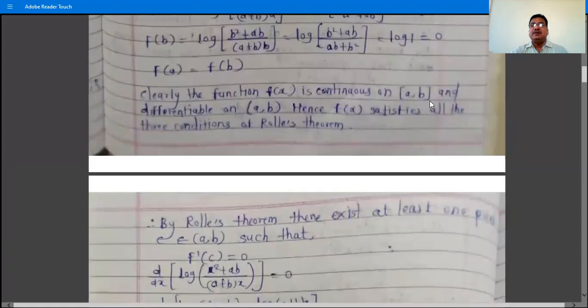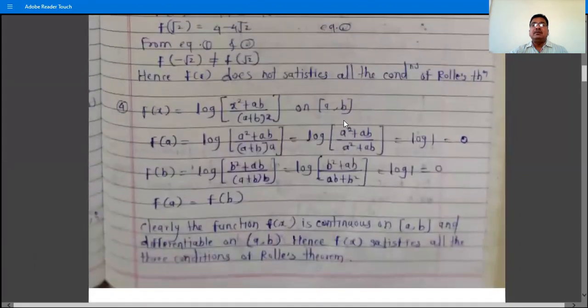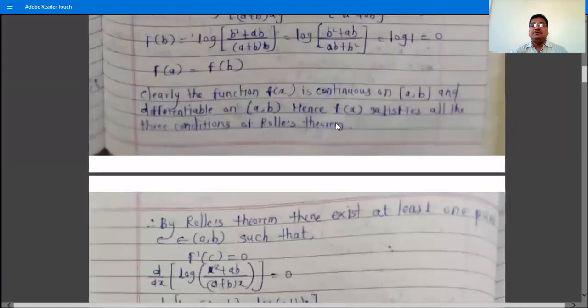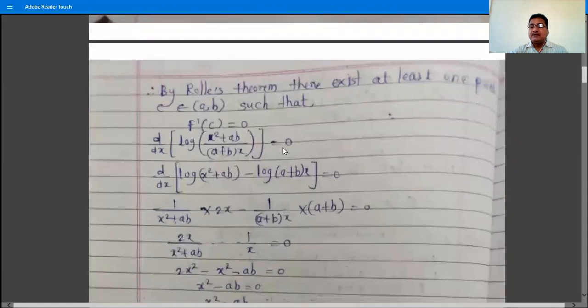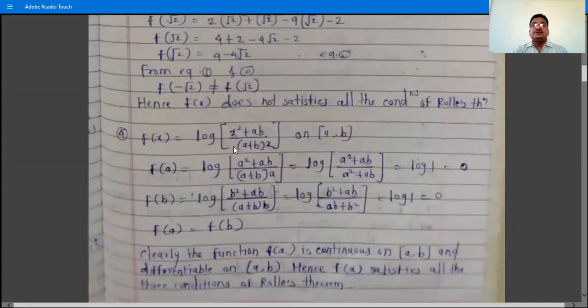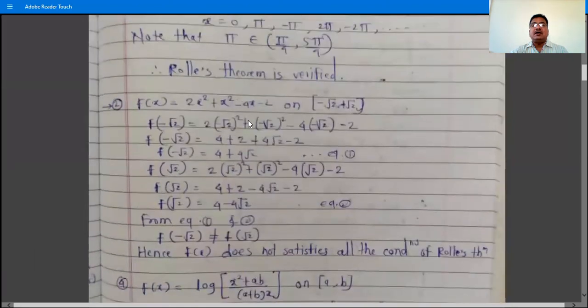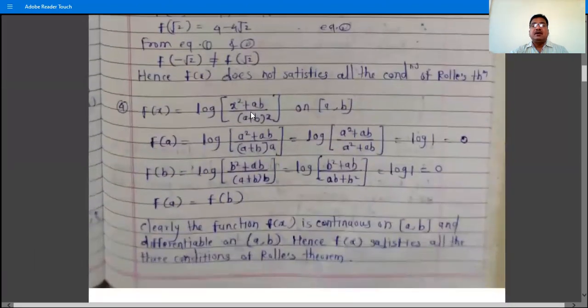Clearly the function is continuous on the closed interval a, b, differentiable on the open interval a, b, because the logarithmic function is continuous and differentiable, and f x satisfies all the conditions of Rolle's theorem. By Rolle's theorem, there exists at least one point c belonging to the open interval a, b such that f dash c is equal to 0. So what is the derivative of log of (x square plus ab) minus log of (a plus b) x?